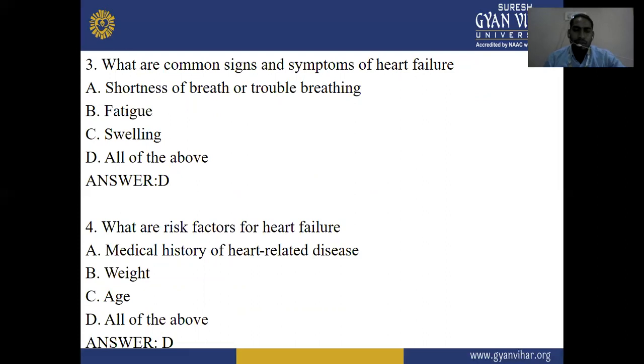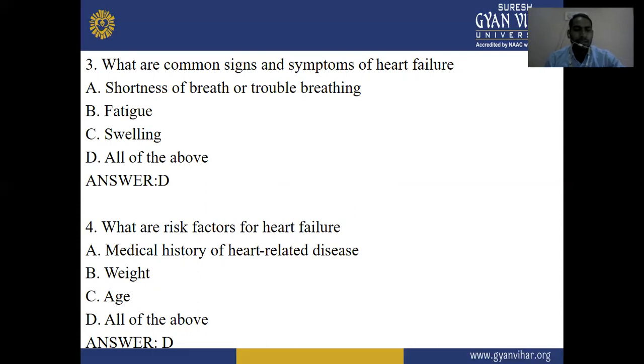Next question. What are common signs and symptoms of heart failure? Option A is shortness of breath or labored breathing, fatigue. Option B is fatigue. Option C is swelling. Option D is all of the above. The right answer is D, all of the above.